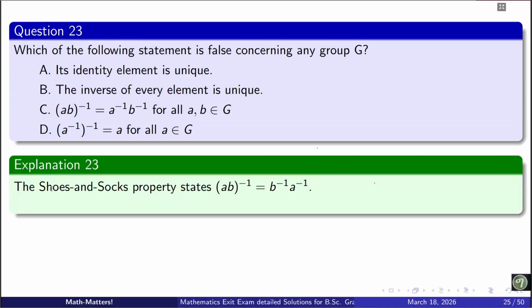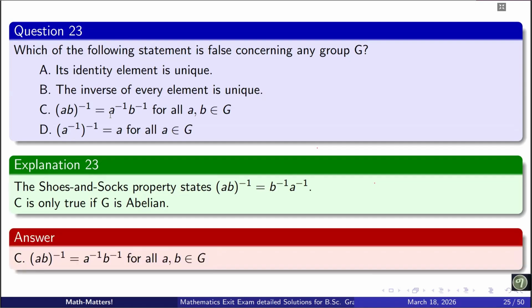Now the shoes and socks property states that (AB) inverse is equal to B inverse A inverse. That means when we distribute the inverse, we just interchange the position of A and that of B. Therefore, option C, that (AB) inverse equals A inverse B inverse, will hold only when the given group is an abelian group, that is, a commutative group. So the false statement, or simply the one which may not be considered true, could be C. So the answer is C.